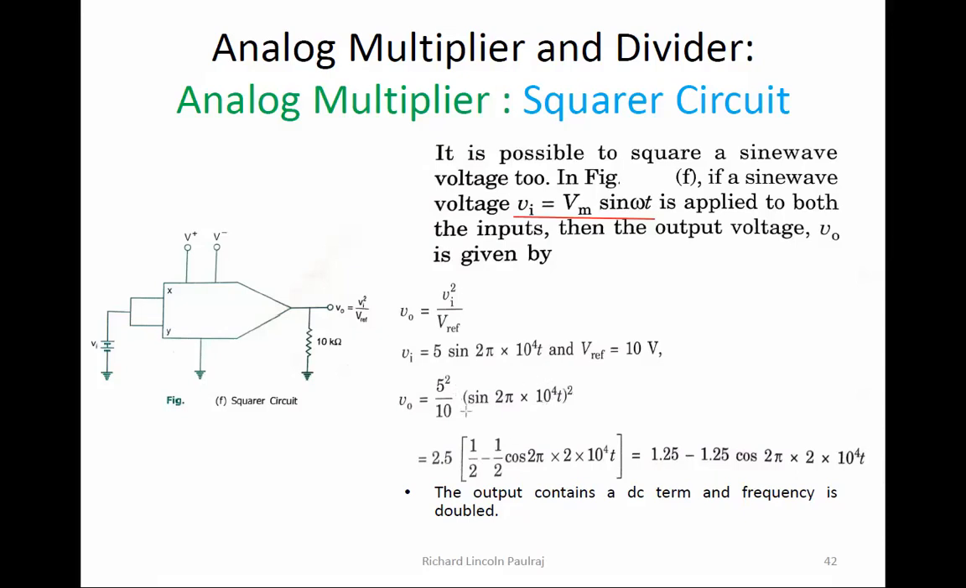When I apply the trigonometric formula for this sine square, it will give me 1 by 2 minus 1 by 2 cos 2 pi into 2, so it is being multiplied with 2. If I divide 2.5 by 2, it will give me 1.25. So 1.25 minus 1.25 into cos 2 pi into 2 into 10 raised to 4 t.